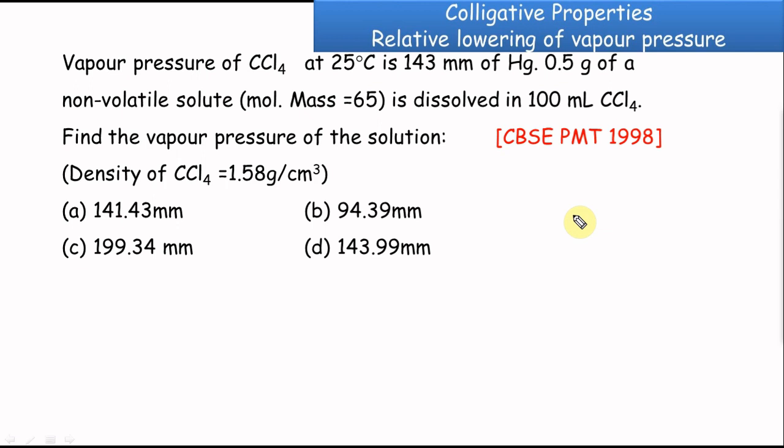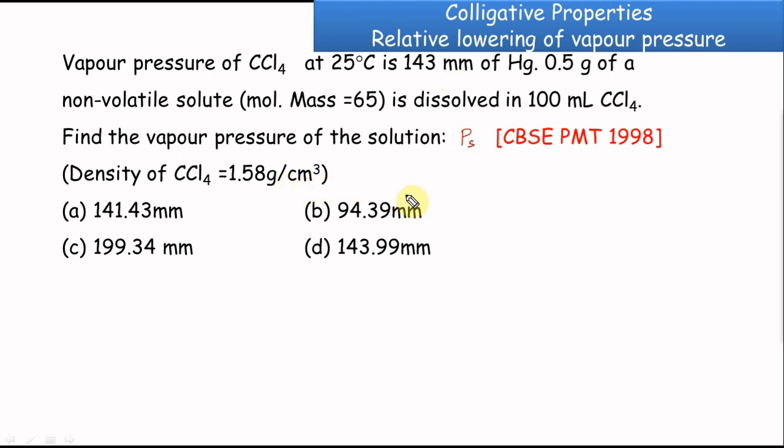0.5 grams of a non-volatile solute. They don't tell you the identity. Some random solute of molecular mass 65 is dissolved in 100 mils of CCl4. Find the vapor pressure. So right away it tells you that vapor pressure of pure CCl4 is 143 millimeters mercury. So this would be our P naught. And they are asking you what is PS.